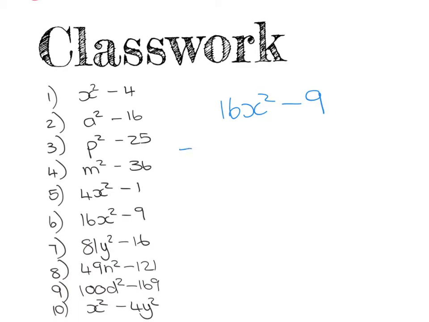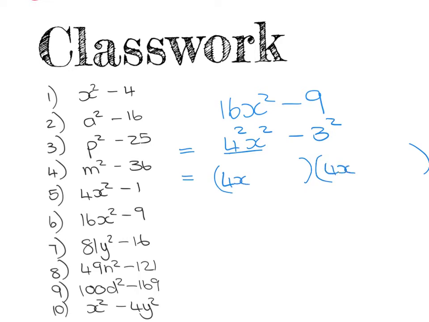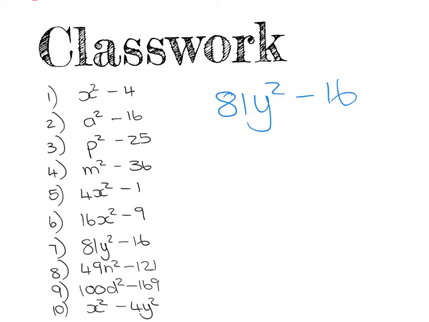Okay, let's have a look. 16 is 4 to the power 2. X to the power 2 minus 9 is 3 to the power 2. Now I'll make my two brackets. These two must go together, so it's 4x and 4x, plus and a minus 3 and 3. Well done. I just know you've got that one. Okay, let's do the next one. Stop the video now.